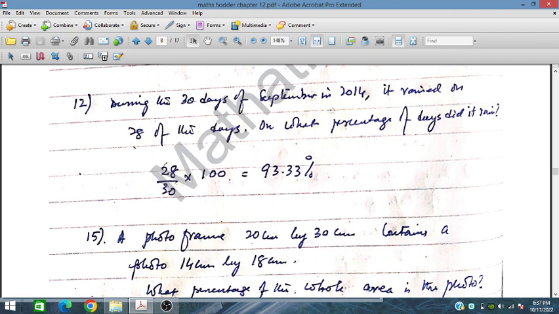During the 30 days of September in 2014, it rained on 28 of the days. 28 days out of 30 days, which is very high. On what percentage of days did it rain? So 28 divided by 30 into 100 is equal to 93.33%.